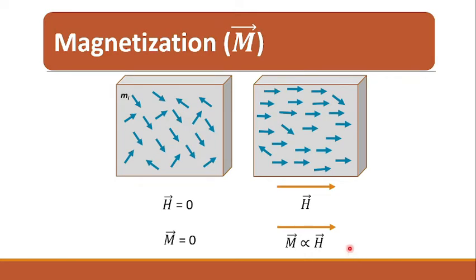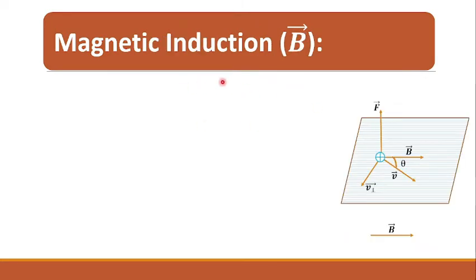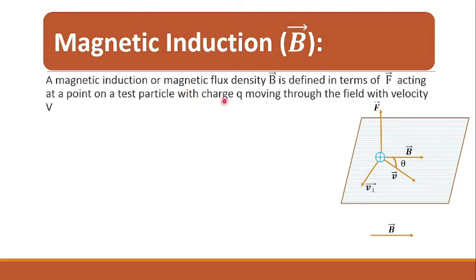Let us study another property, magnetic induction. A magnetic induction or magnetic flux density B vector is defined in terms of the force F vector acting on a point test particle with charge Q moving through the field with velocity V.